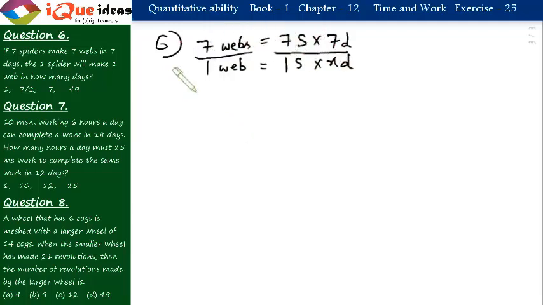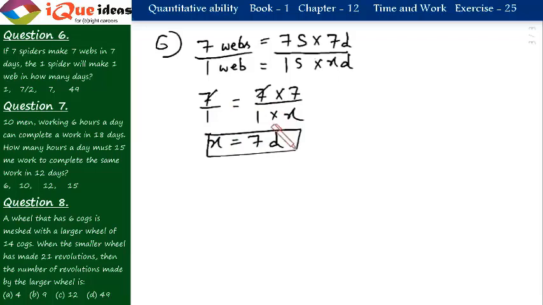Here the work is defined. So divide. So we get 7 by 1 is equal to 7 into 7 divided by 1 into X. So on cancellation we will see very clearly that X is equal to 7 days. Right? This is how you can do it without thinking anything about ratio or anything else.